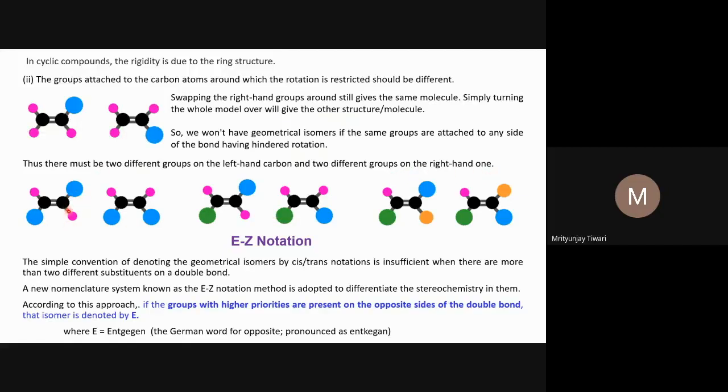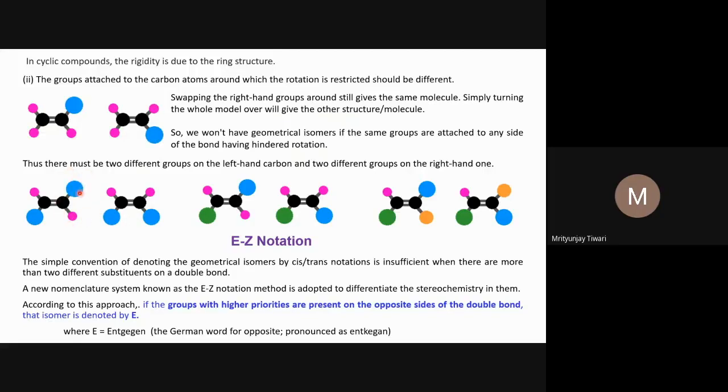As you can see here, there are two different groups at this carbon atom, this blue group and the pink group, and this carbon also has two different groups, the blue group and the pink group. Now if you rotate this molecule in any direction at any angle, you will never reach this molecule. You can reach this molecule from this one only when you rotate this part of the molecule with respect to this, and this rotation should be around 180 degrees.